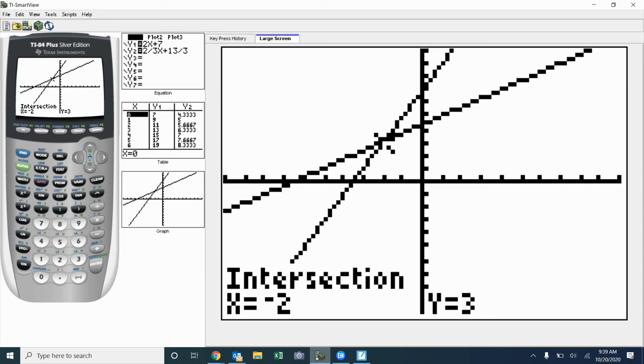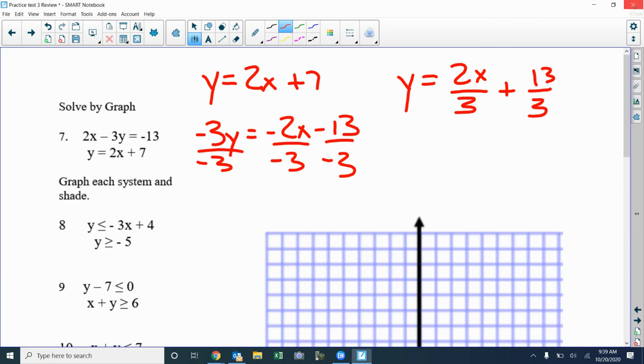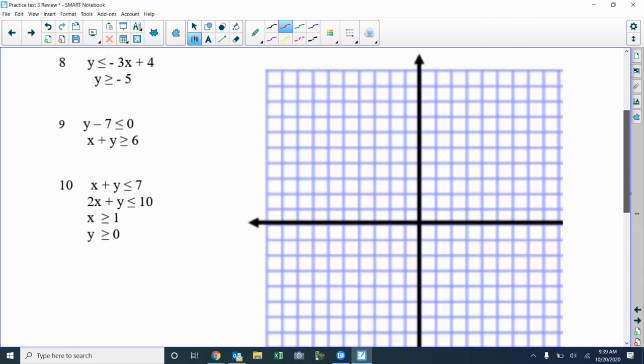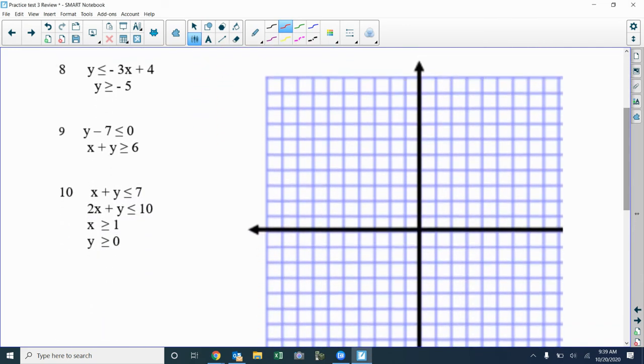For the most part, students do very well in the first 7. Where we struggle is the last ones, and the whole shading thing seems to cause issues. So let's go there and see what we can do with number 8, 9, and 10. All right. Number 8, let's do this guy right here first.